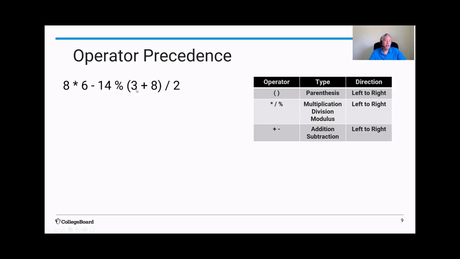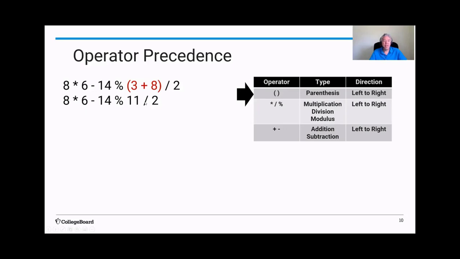So if I go back and take that same compound expression and put the 3 plus 8 in parentheses, let's look at what changes, okay? First thing we have to do is deal with the parentheses, and our only occurrence of parentheses is 3 plus 8, which is going to give us a result of 11.